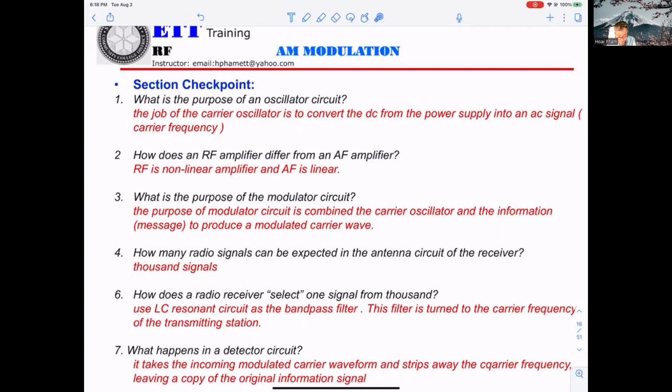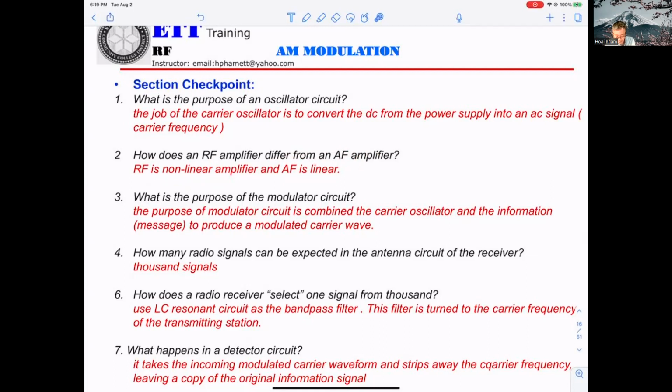Number two, how does an RF amplifier differ from an AF amplifier? That means the difference between RF and AF amplifier: radio frequency and audio frequency. RF is a non-linear amplifier, and AF is linear. We're talking about linear and non-linear amplifiers.